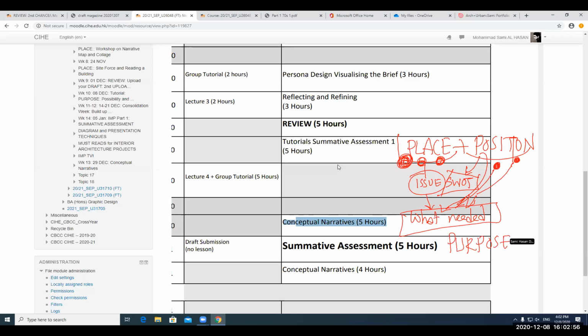So next week, as I just showed you, we started to see purpose, everything I just told you in the drawing. Purpose means, what is the objective? What is the strategy behind it?